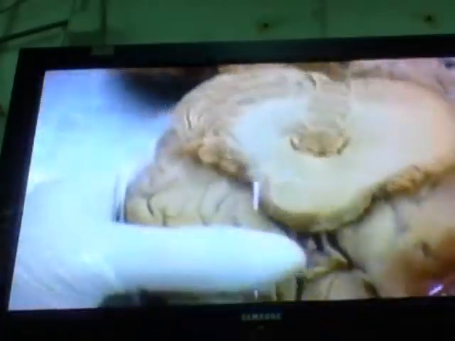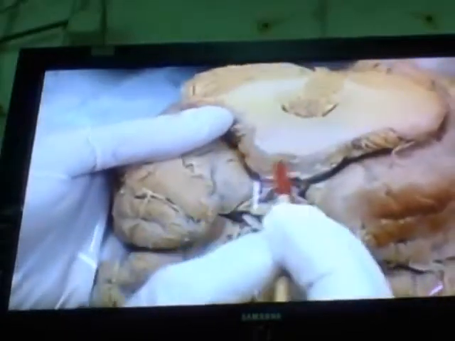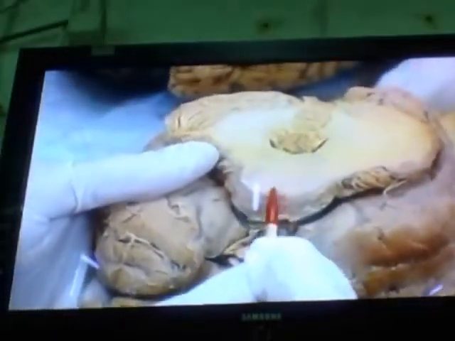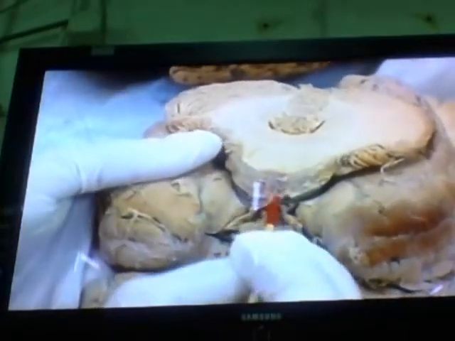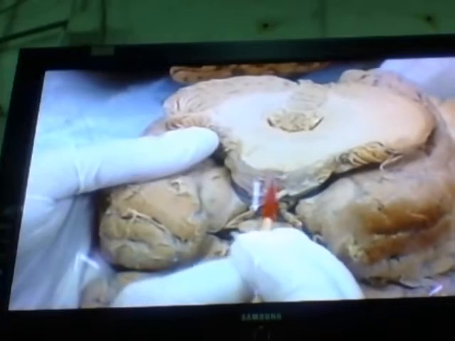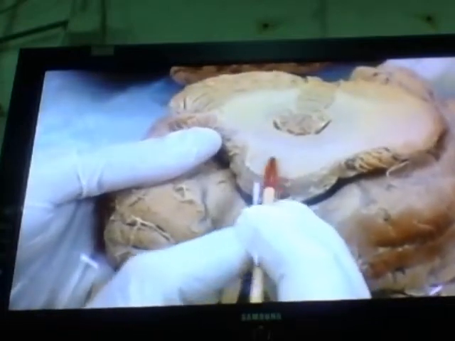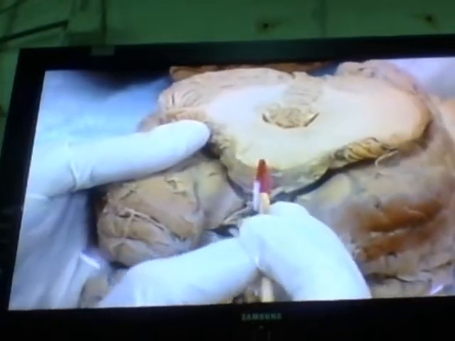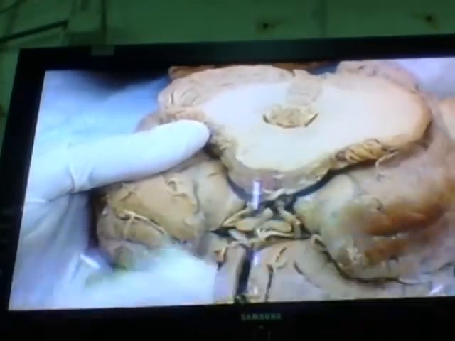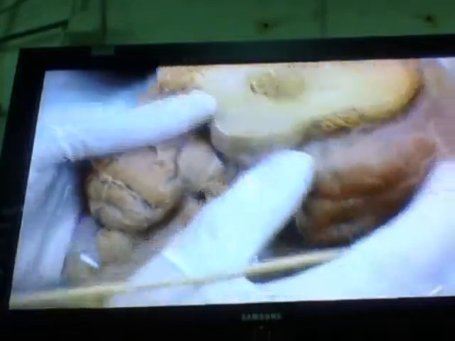On this sample, you find the same thing. So it's a section at the level of the pons, more or less, and you have the basilar artery at this level, and you will have the corticocerebellar fiber going on the other side, crossing midline to finish in the cerebellum. Okay?